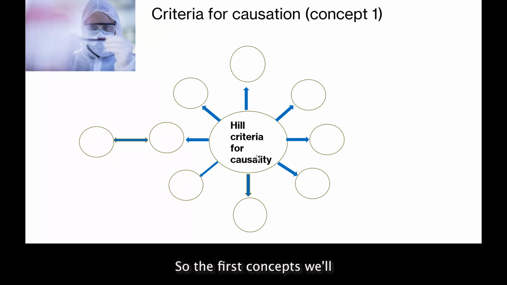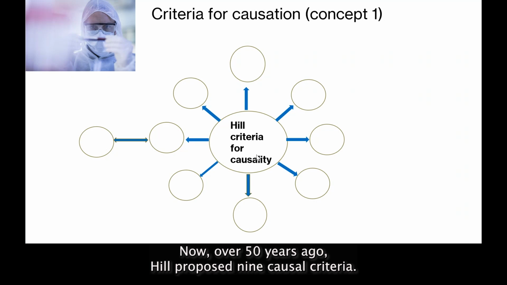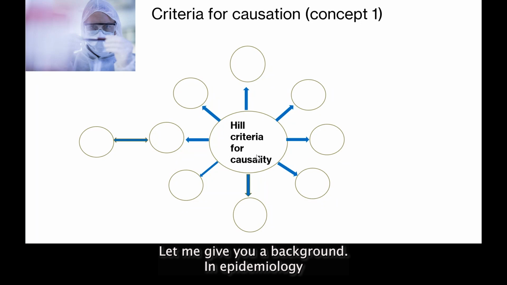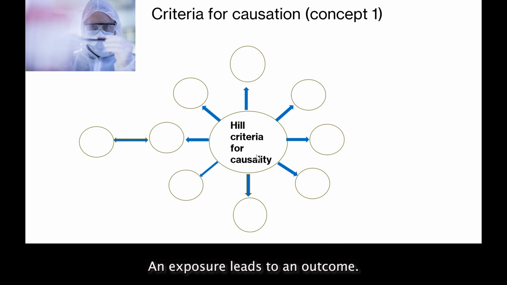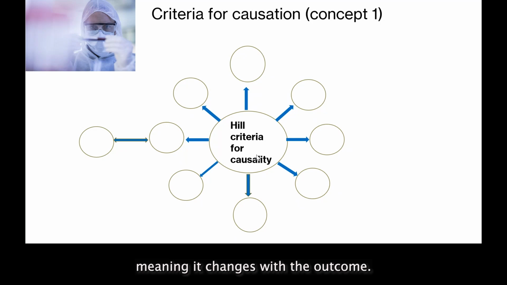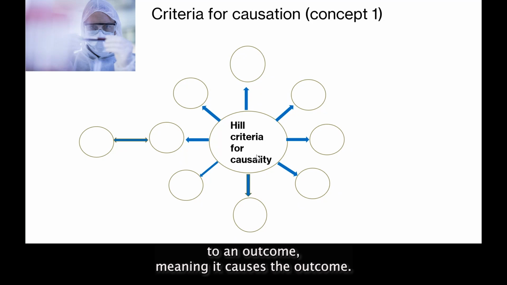So the first concept we'll be touching on is the criteria for causation. Now, over 50 years ago, Hill proposed 9 causal criteria. Let me give you a background. In epidemiology, we'll talk about an exposure and an outcome. An exposure leads to an outcome. Now, an exposure might be associated with an outcome, meaning it changes with the outcome. An exposure could also be causal to an outcome, meaning it causes the outcome.